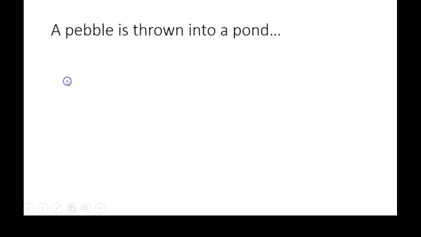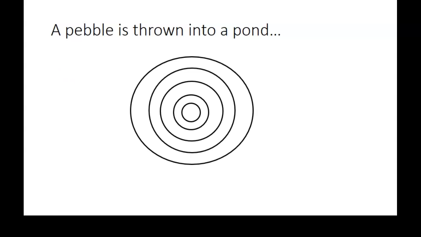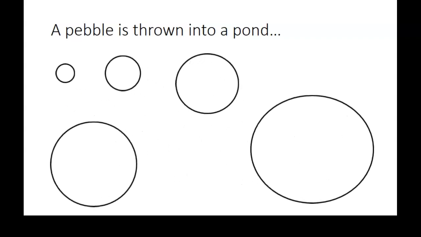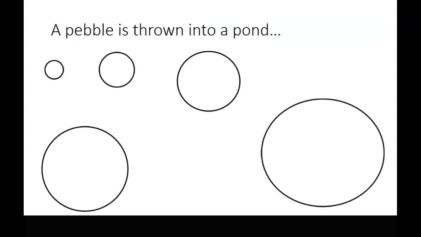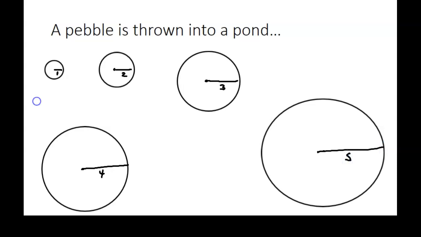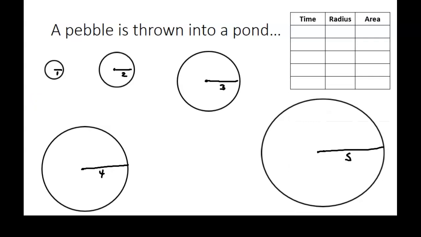So you don't need to write this. I just want you guys to pay attention. But say you throw a pebble into a pond and it creates these ripples, right? Which is really just 4 separate circles. So let's say that the first radius, right after you throw the pebble in, was 1. Let's say the next radius was 2. The next radius was 3, 4, and 5. So the radius is going up 1 every time. And let's say that happens every second.